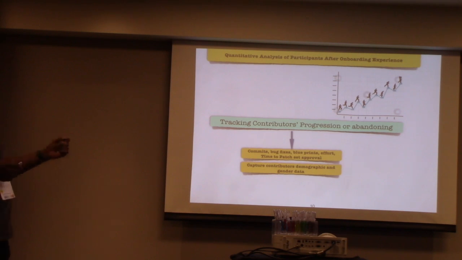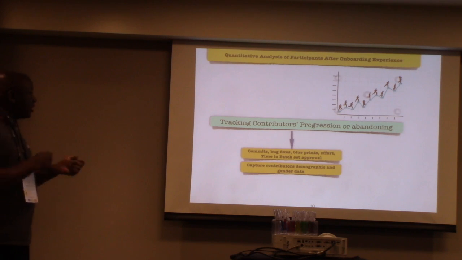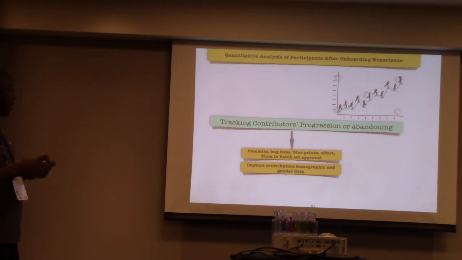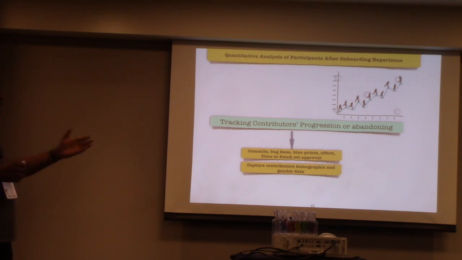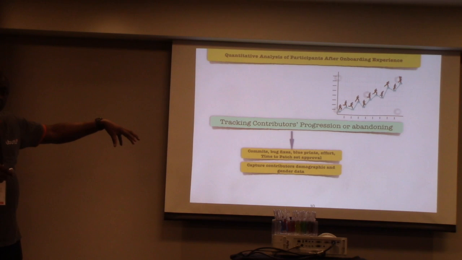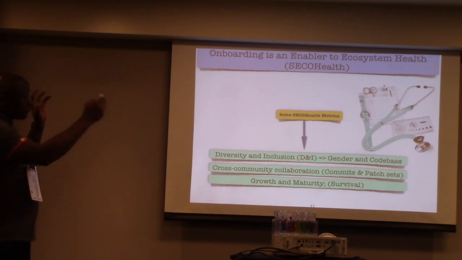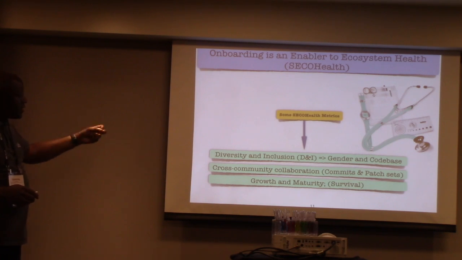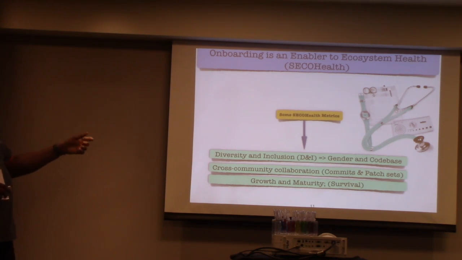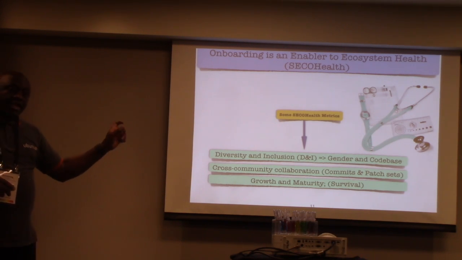Now, we have metrics like the commits, the bug fixes, the blueprints effort, and the patch sets that we are using as the metrics to carry out this quantitative analysis for each contributor. To answer the research question, we had to group all these metrics into common ecosystem metrics like diversity and inclusion. Here, we are not only limiting ourselves to gender, but we are also looking at the code base.